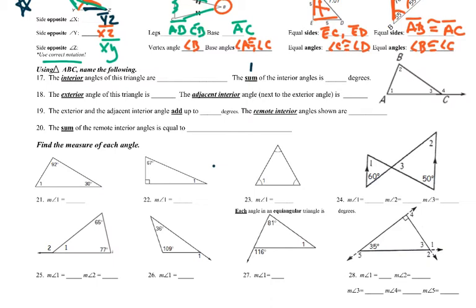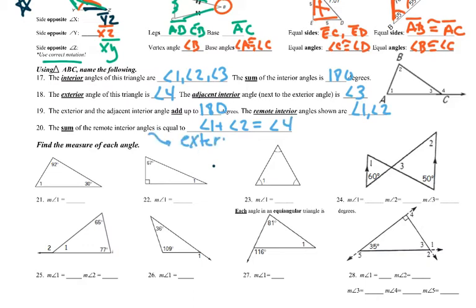Interior angles are the angles on the inside. So here this would be angle 1, angle 2, angle 3, and we know that those add up to 180. The exterior angle is angle 4, and the angle next to it is angle 3, and those two also add up to 180. The remote interior angles are angle 1 and angle 2, and angle 1 plus angle 2 is going to equal angle 4. Or you could say the sum of the remote interiors is equal to the exterior angle.